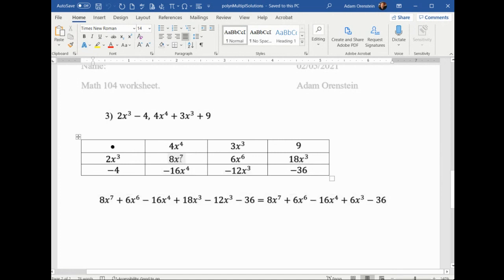Okay, so let's write them out. Here we have 8x to the 7, 6x to the 6. What's next? There's no x to the 5th term, but we have an x to the 4th term. Let's write that. We have an x cubed term. We have one here and here, so let's write them next to each other. And we have a constant term. And then we just combine like terms. It doesn't look like we have much to combine except the x cubed terms. When we do that, we get 6x cubed, and that's it. All right, that wasn't bad. Okay, so that's the worksheet.